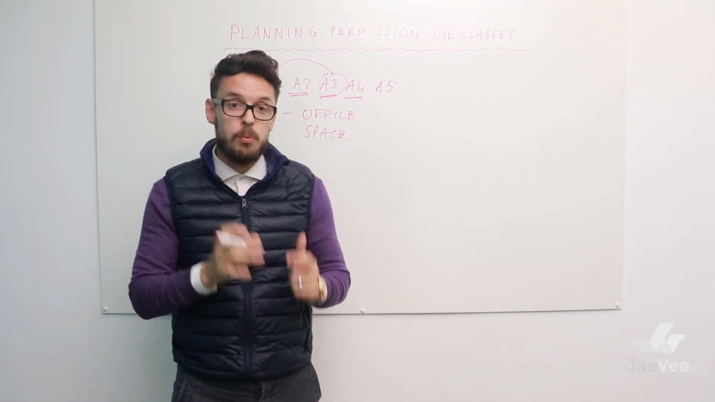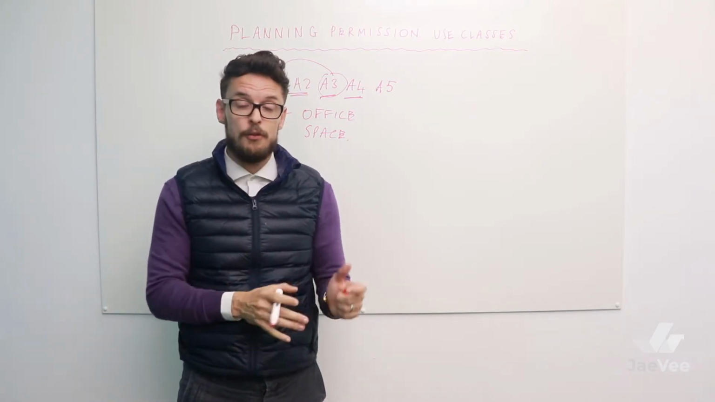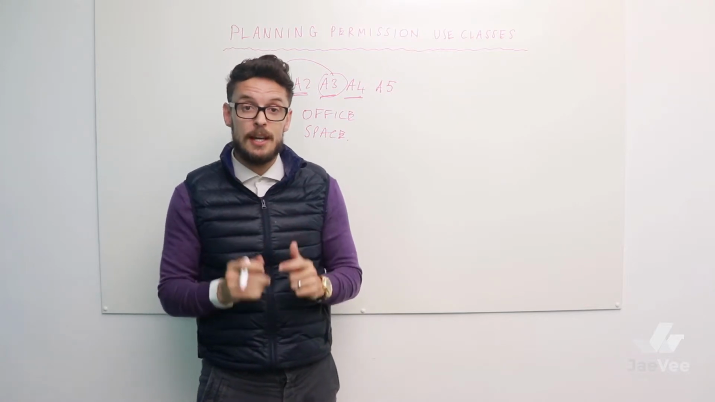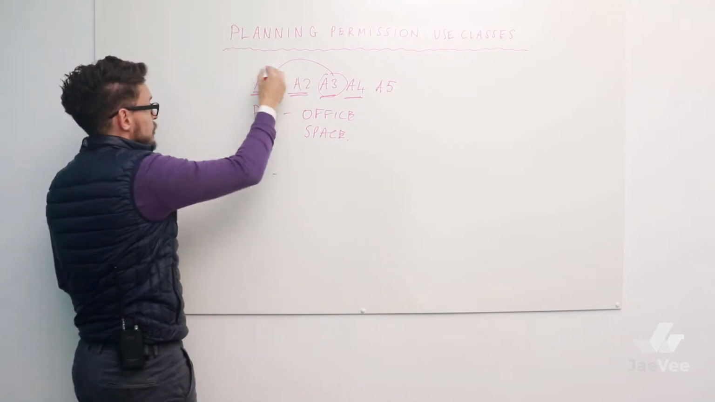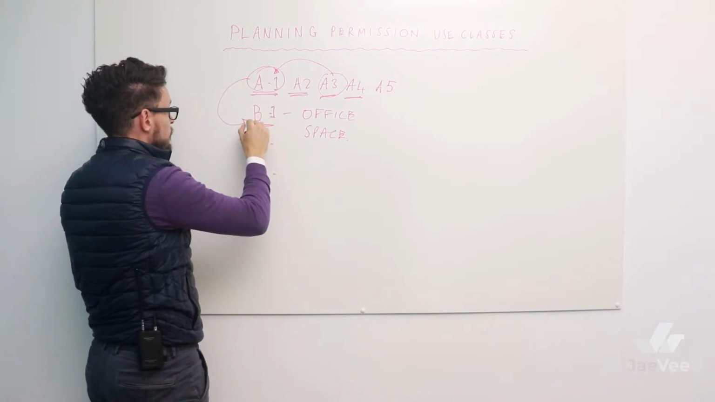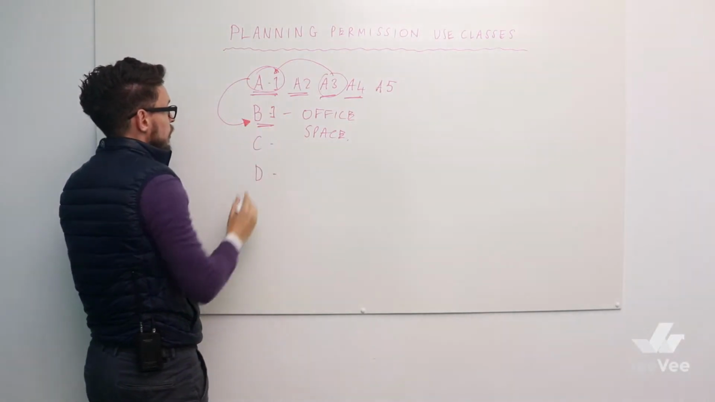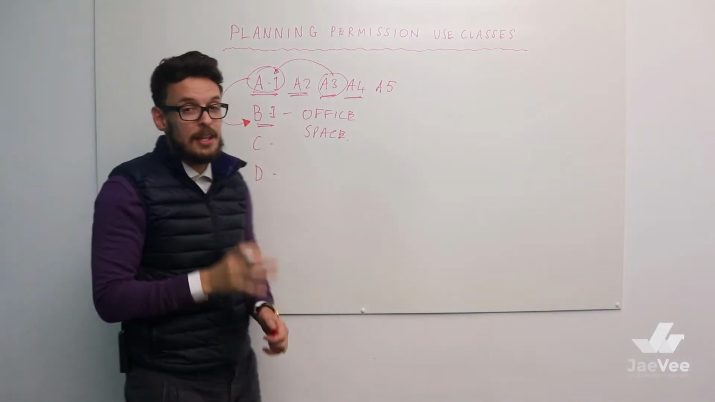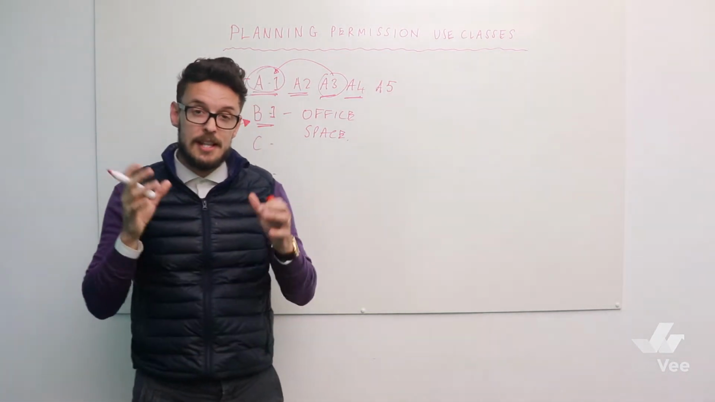Now, once you've changed it from A3 or A4 into A1, did you know that you can actually change it from A1 into B1 office space on a temporary 2-year license? That's correct. So you can take this A1 here, which is a retail, and then change it into a B1 to use it as office space on a 2-year temporary license. Now, what does that do?